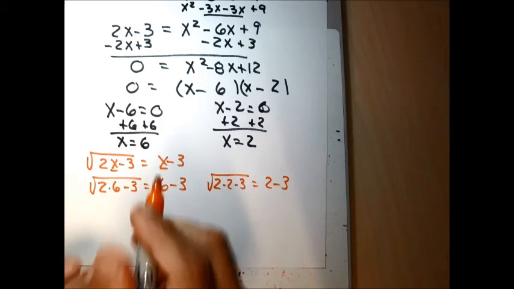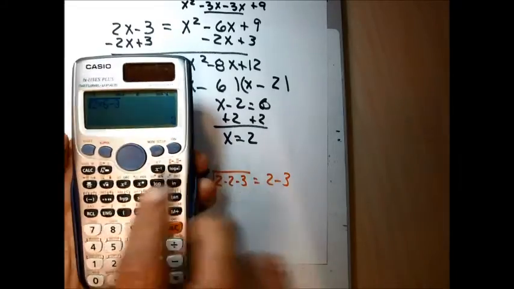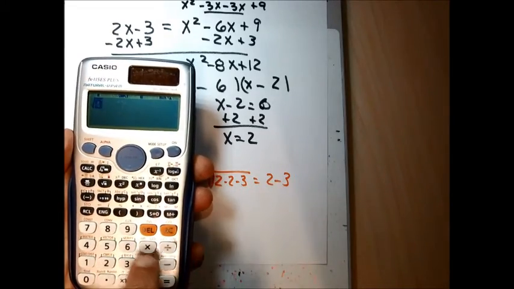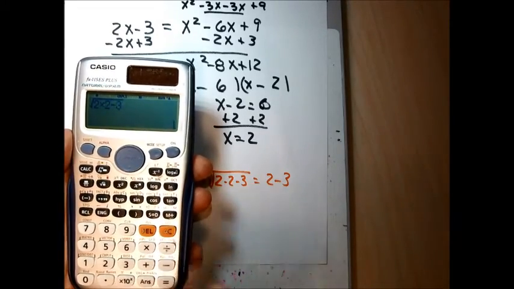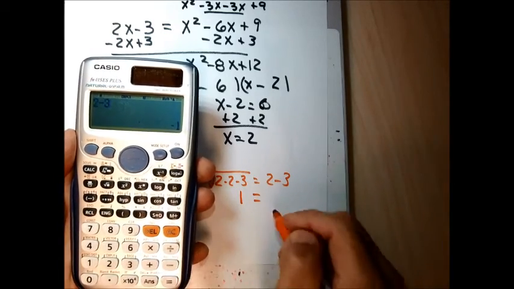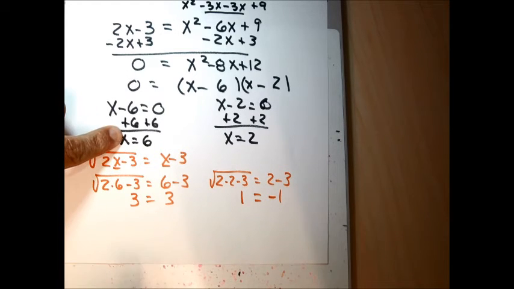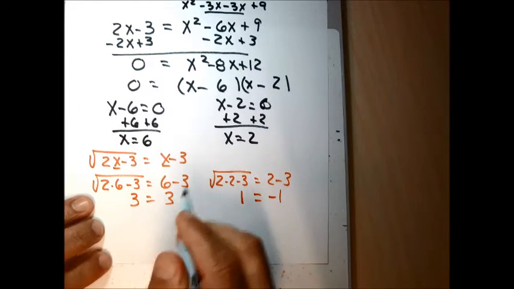And the right side, 6 minus 3, I can do in my head. That's 3. For this one, I'm going to do the square root of 2 times 2 minus 3, and I get 1. And for the right one, I do 2 minus 3 and get negative 1. 2 is not a solution because it doesn't produce a true statement when I plug it in. So the only answer is the 6 because it's the only one that gives me a checking that works.